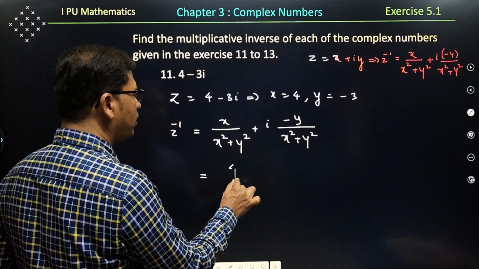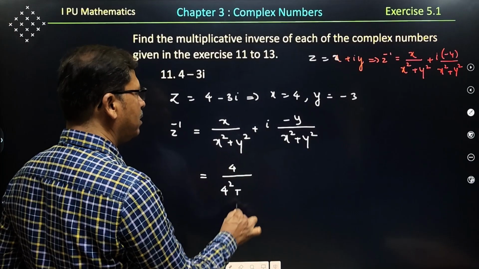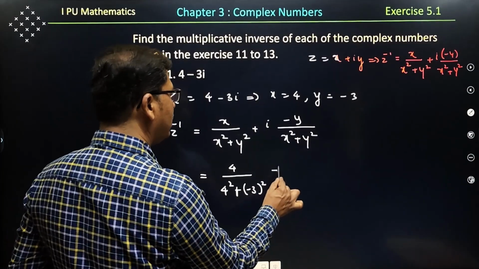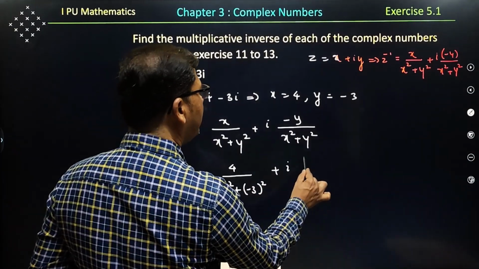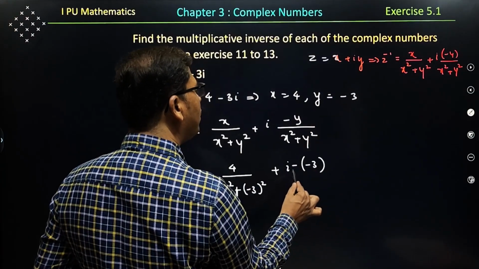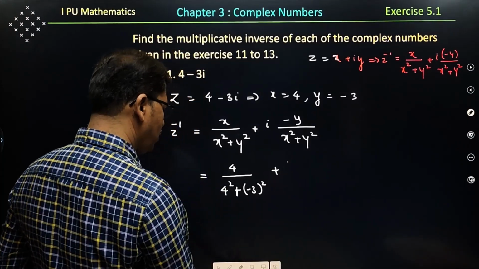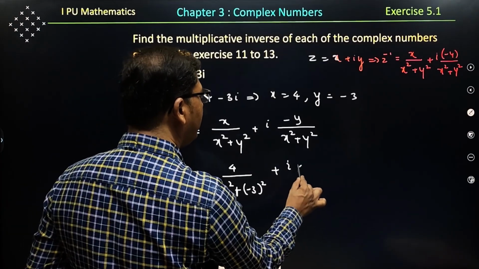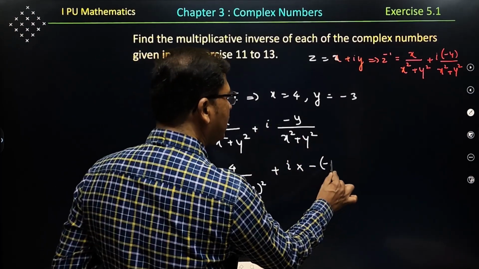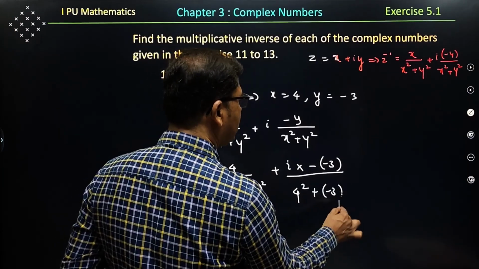Now you substitute the values of x and y. The x value is 4 divided by 4 square plus minus 3 square, that is x square plus y square here. This is plus i into minus, as it is there in the rule. The y value is minus 3. So you write i into minus y, otherwise you will be confused. The y value is minus 3, whole divided by x square plus y square, that is 4 square plus of minus 3 whole square. It is as usual.